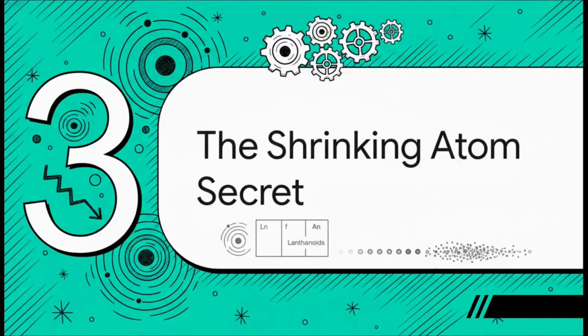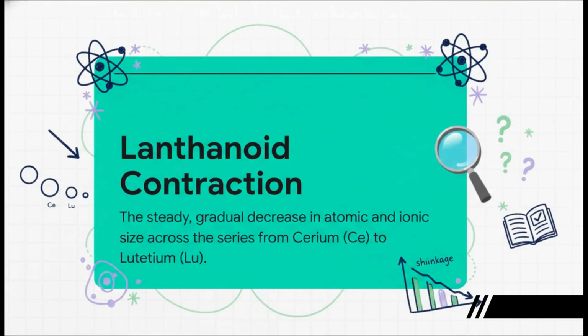All right, let's reset for a second. We've talked electrons, now let's shift gears to their physical size. Because there's something really weird that happens as you go across the lanthanoid series, a kind of shrinking atom secret. It's called lanthanoid contraction. And I can almost guarantee you'll see this on your exam. It's a huge concept. As you move across the series from left to right, the atoms and ions actually get smaller. It's this steady, gradual, predictable shrink.